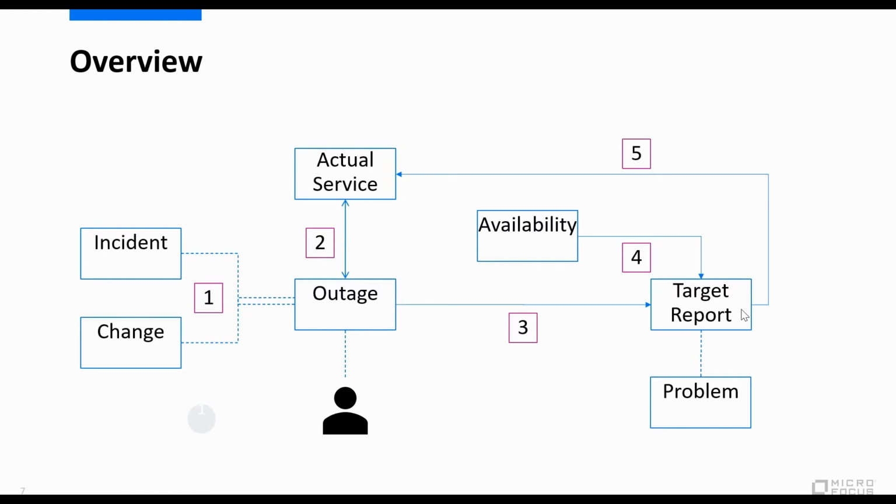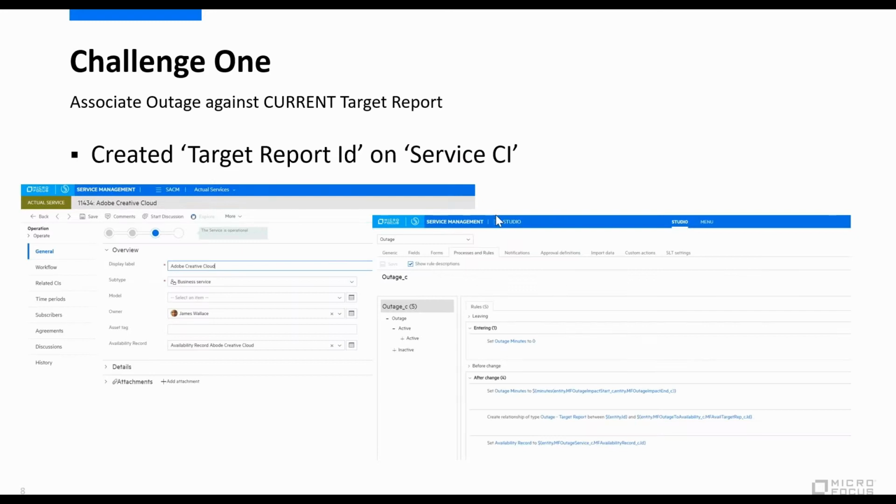So that's the high level overview of what we wanted to achieve. Now I just want to talk about four challenges that we came across, which I think is worth sharing with you. The first one, and I've mentioned this already, was making sure that we associated the outage to the correct target report.